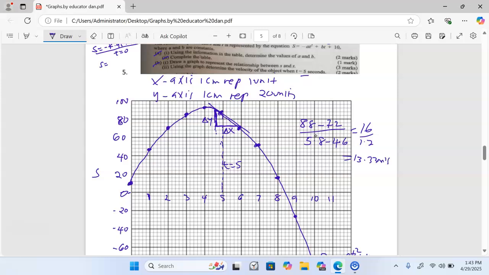giving us a value that is around 13.33 meters per second. That means our velocity is going to be negative because the graph is coming down. It is going to be negative 13.33 meters per second, depending on how you draw the tangent, where t is 5 seconds.